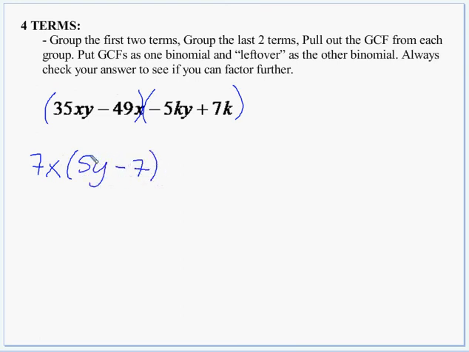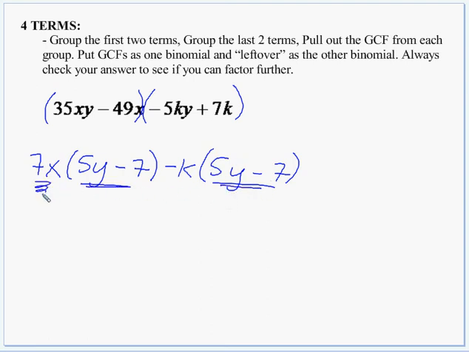Now, this leftover is going to have to be exactly the same as the one over here. So when I look at here, I have a positive and a negative and a positive. I have to pull out a negative. Now my GCF is going to be k. So when I pull out a negative k, I should have a 5y minus 7. These two should always be the same.